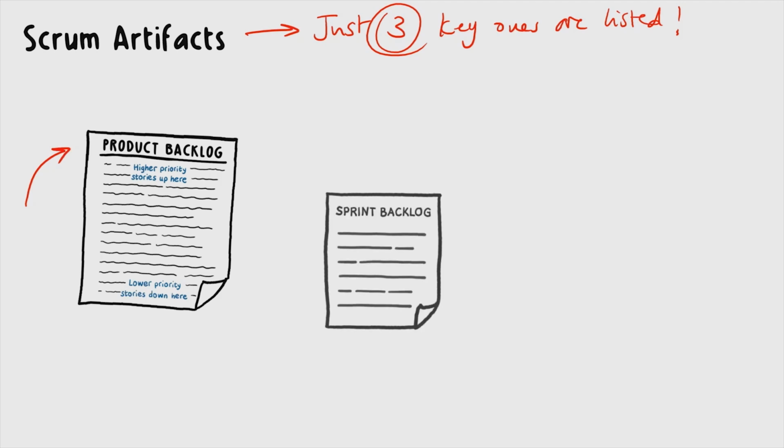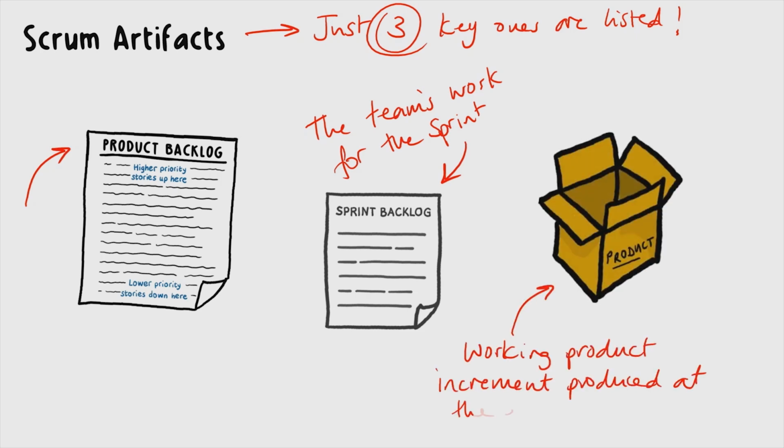Well, one of them is the sprint backlog, which, as we said, is the team's work for the sprint. So they produce that sprint backlog during the sprint planning meeting. And then the third one, can you guess? Well, it's going to be that working product increment that we produce at the end of the sprint.